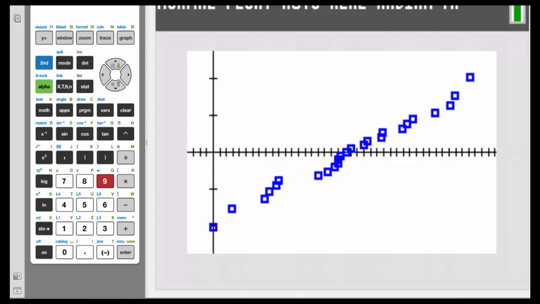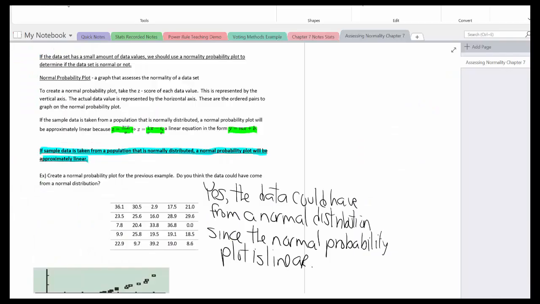That looks approximately linear. It looks like a line. So here's what we're going to write now. Yes, the data could have come from a normal distribution since the normal probability plot is linear.